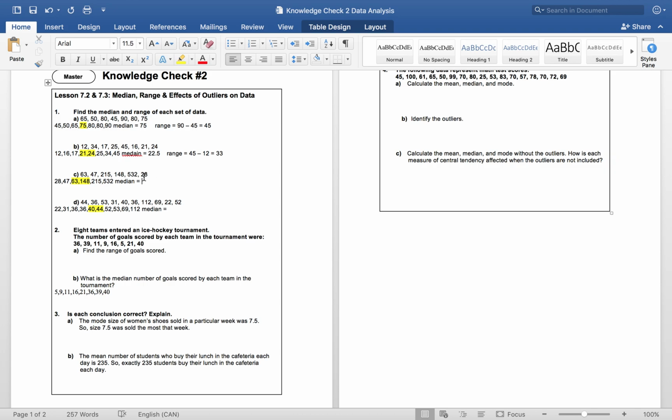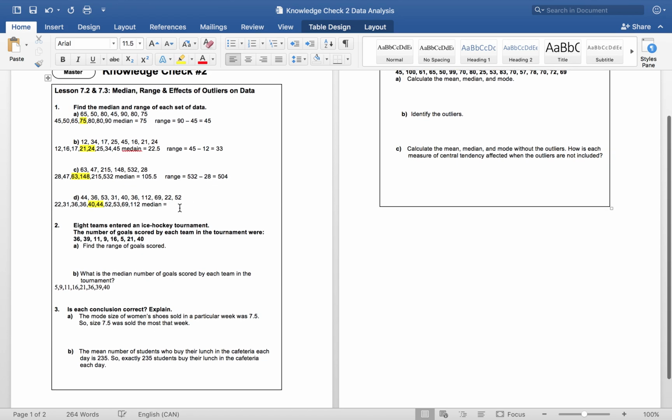In C, looking at our set of data, organize it from least to greatest. 2 numbers in the middle once again, and that is 63 and 148. The number in the middle of 63 and 148 is 105.5. That is your median. Your range is our largest number, 532, subtract 28. So 532, subtract 28, gives us 504. So a range of 504. 1 mark for your median, 1 mark for your range.